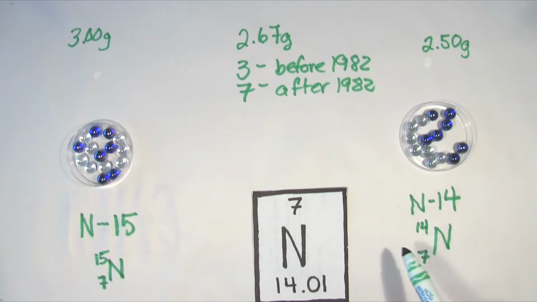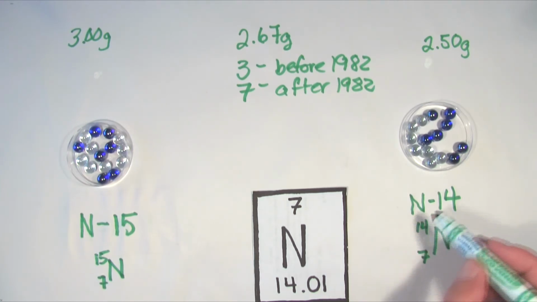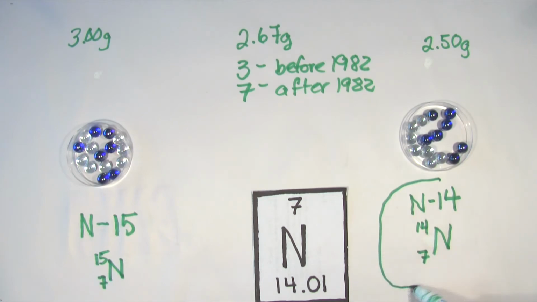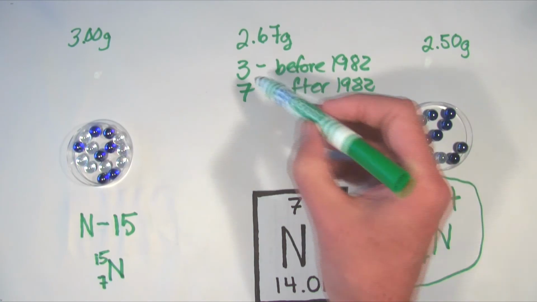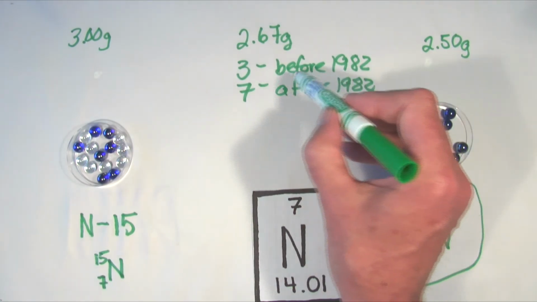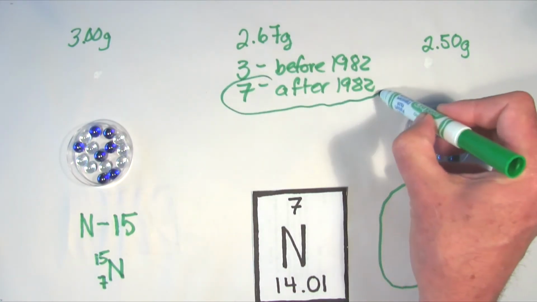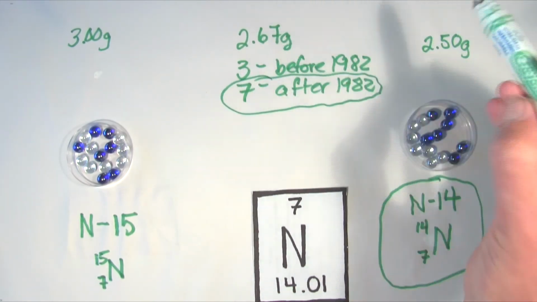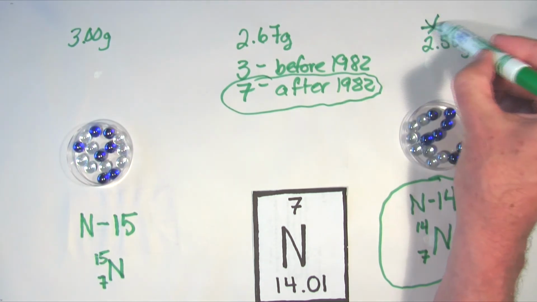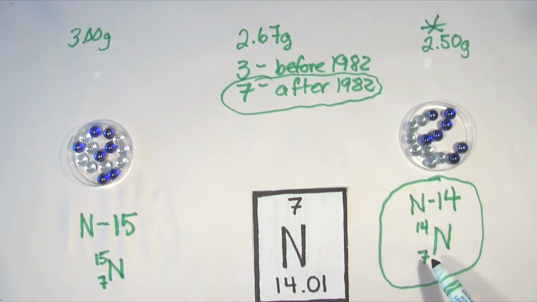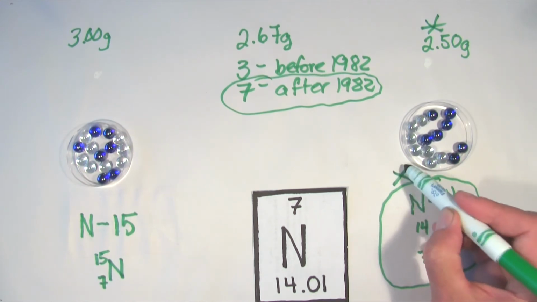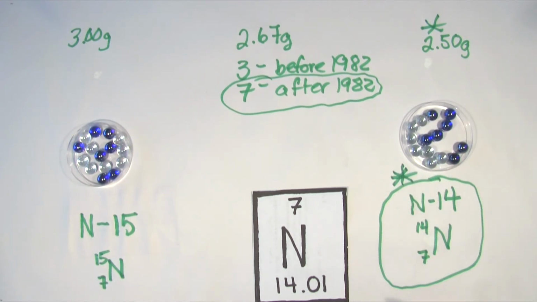Well, in reality, there must be a lot more of this out in nature. Just like with our pennies, there's more of the after 82, so that puts the average closer to this number. Okay, and our average here puts the answer closer to this number. And that leads us into, these are isotopes of each other.